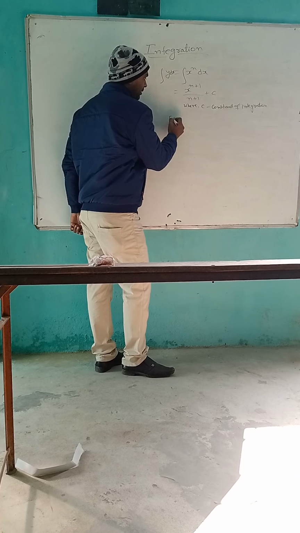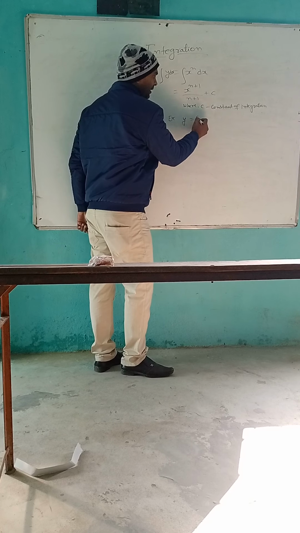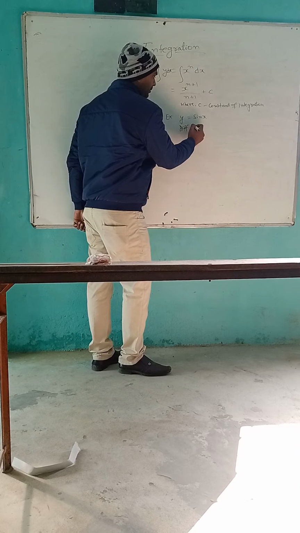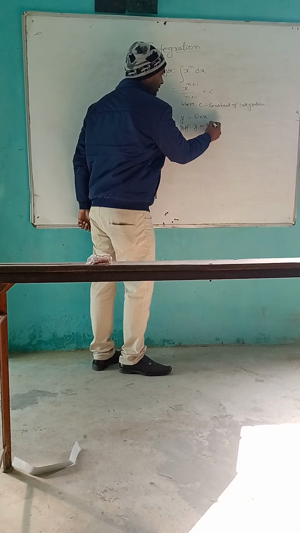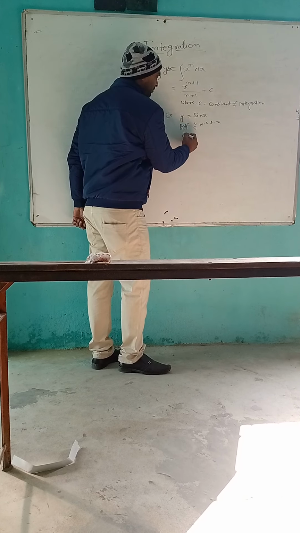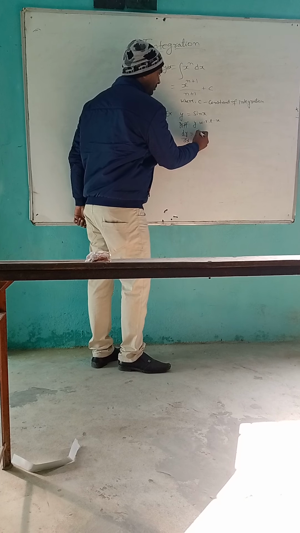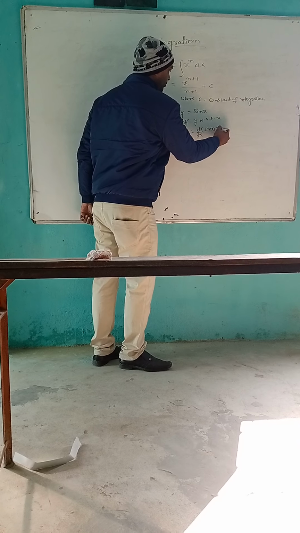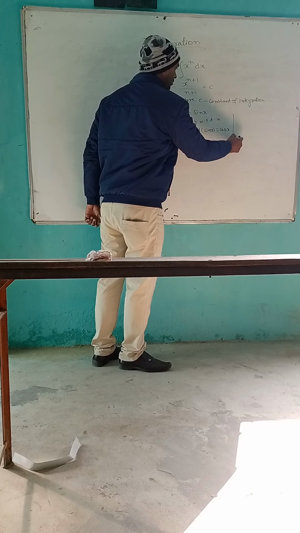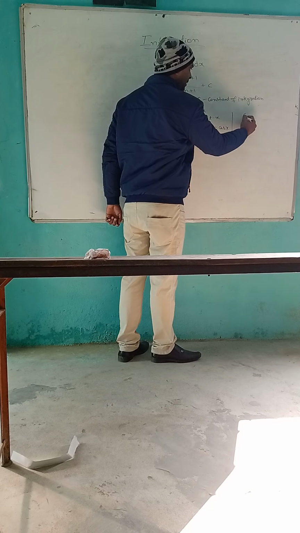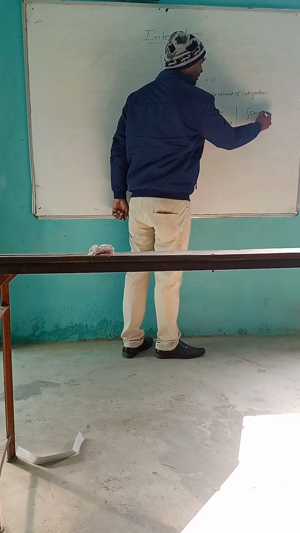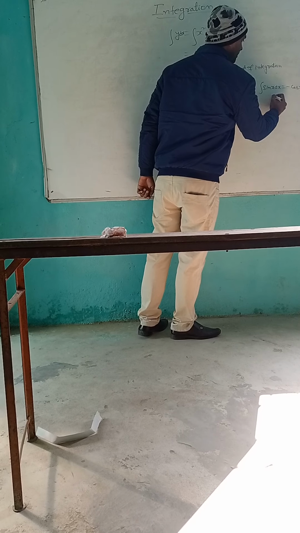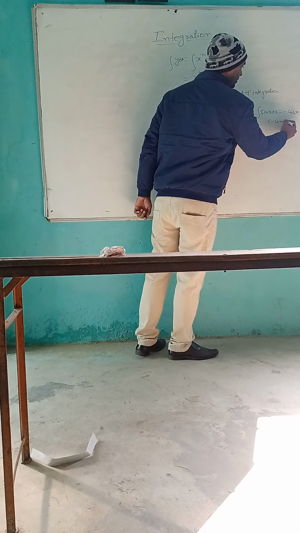One example for this: suppose y equal to sin x and we differentiate y with respect to x. So we write dy by dx equal to d by dx of sin x equal to cos x. So when we integrate cos x dx, we write sin x plus c. That is the constant of integration.